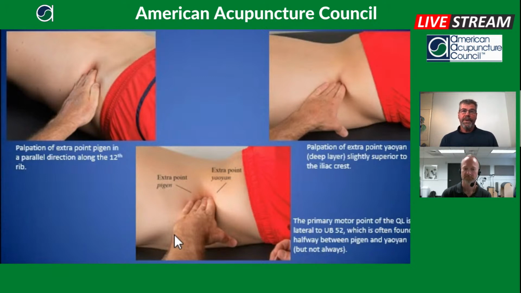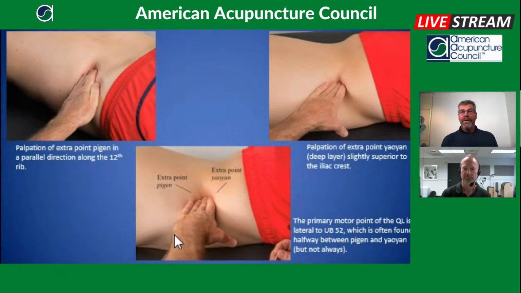With the quadratus lumborum, I'm sure all of us have needled that quite a bit. Being an educator and seeing a lot of people needling the quadratus lumborum, palpation is everything here. You need to make sure you are actually on that QL and on the deeper layer. I see a lot of students actually needling the iliocostalis, which is going to get results, absolutely. But it's not needling the quadratus lumborum, so it's going to be a different intent there.